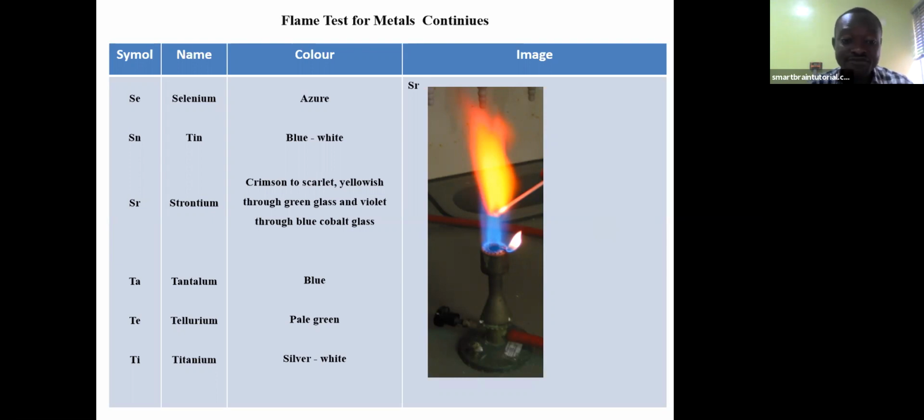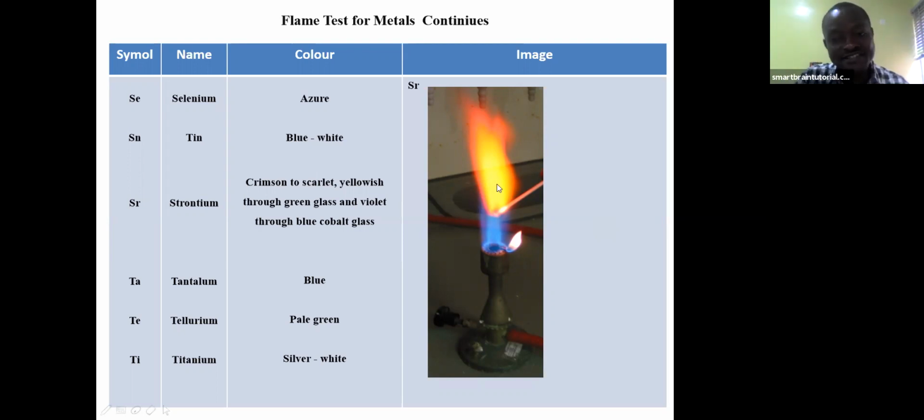For tantalum, you get blue. For tellurium, you get pale green. Titanium will give you silver white. In the picture here, we have strontium. Strontium here, we say, will either give us crimson or scarlet. It will produce yellow when viewed through green glass.